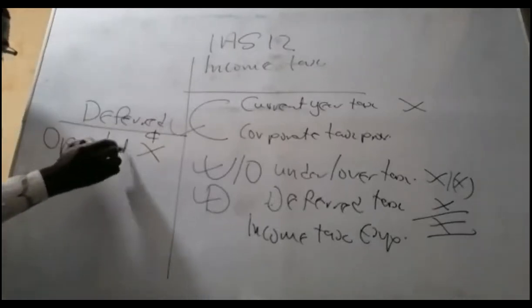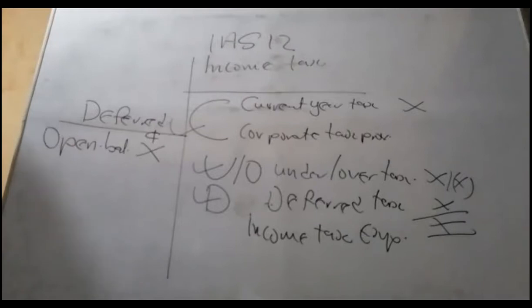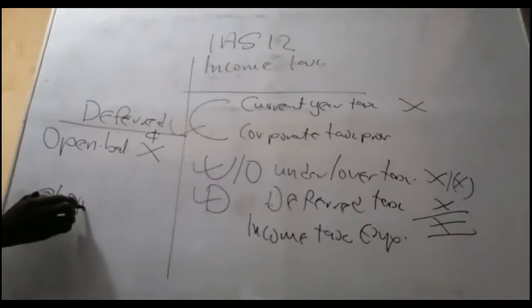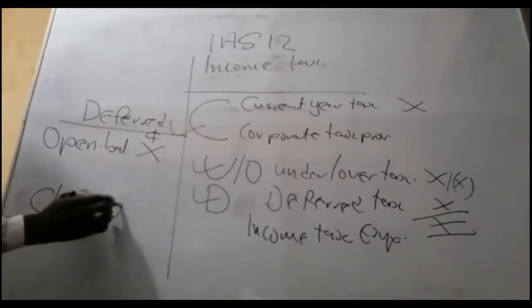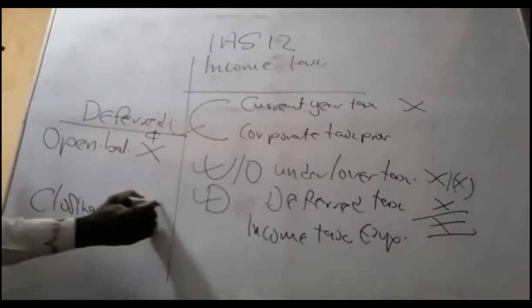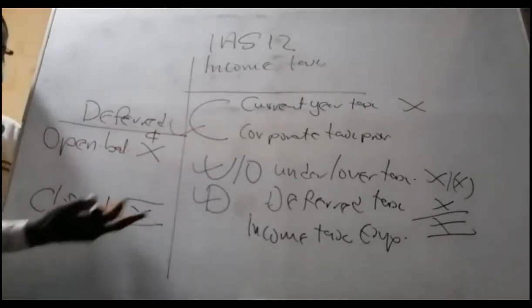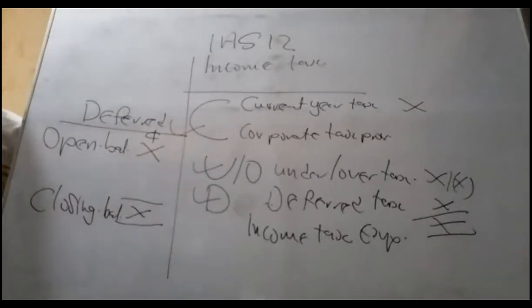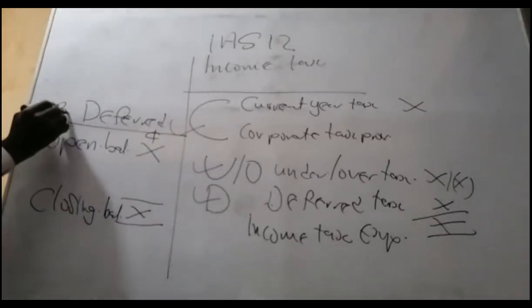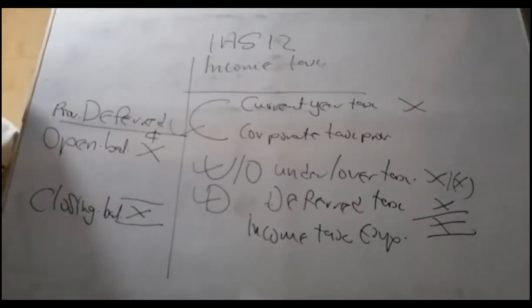Now, after recording the open balance, go to the footnotes. The closing balance will be given to you. Pick the closing balance. You come here and then record the closing balance. Now, the difference between the open balance and the closing balance is the deferred tax provision for the year. In fact, it's a provision, so you can call it provision for deferred tax.